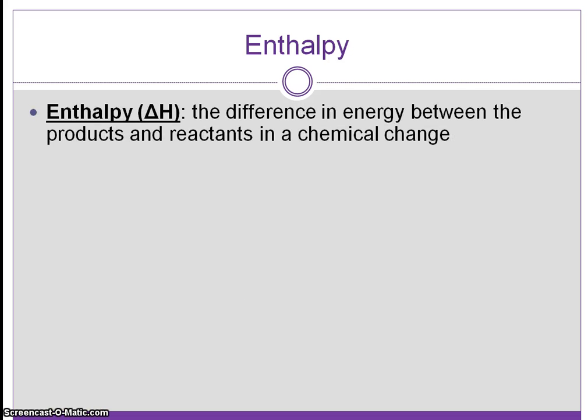And the last thing for today is we just need to talk about enthalpy a little bit more. The symbol for enthalpy is delta H. And we talked about it when we did those graphs with the hills. This is the difference in energy between the products and the reactants. So the equation is kind of like any delta equation. You always do final minus initial. So the delta H for the reaction is the products minus the reactants.